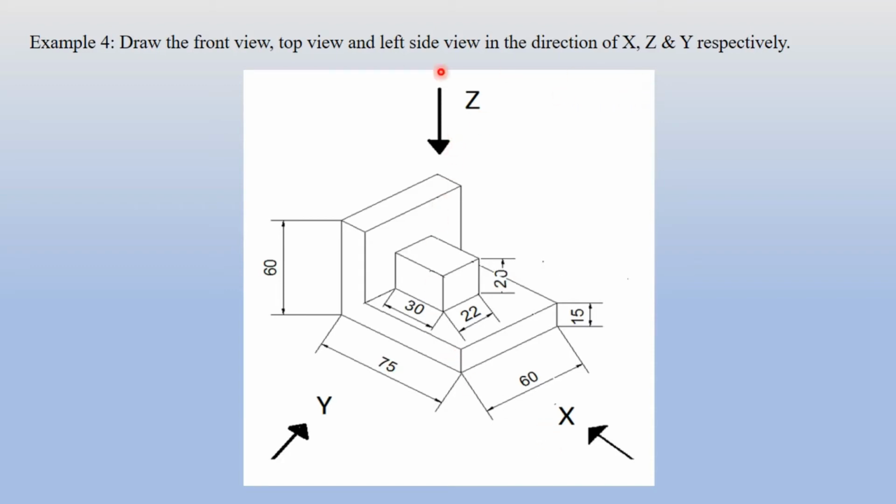It is mentioned we have to draw the front view in the direction of X, top view in the direction of Z, left side view in the direction of Y. So after interpreting this question, I have to draw the front view from this side and left side view from this side and top view from the above.